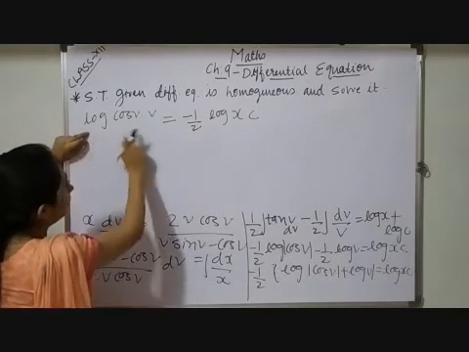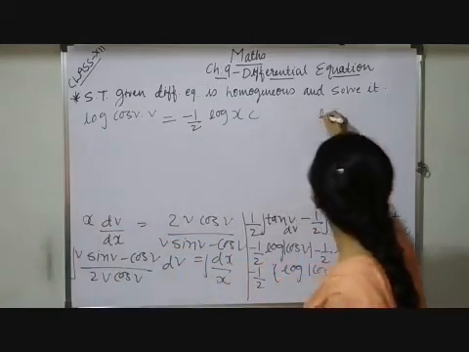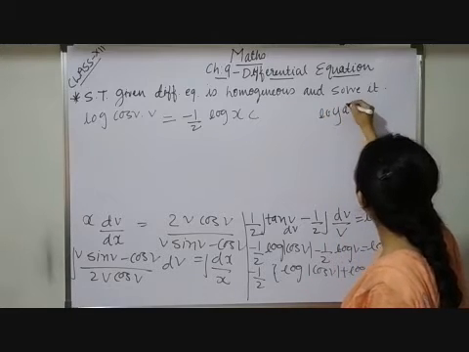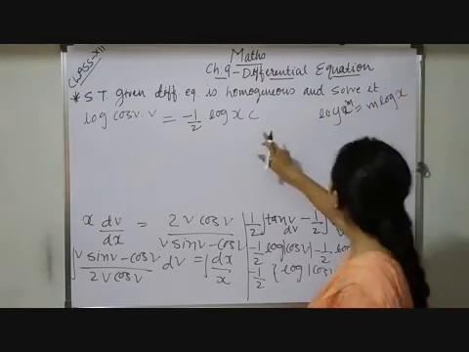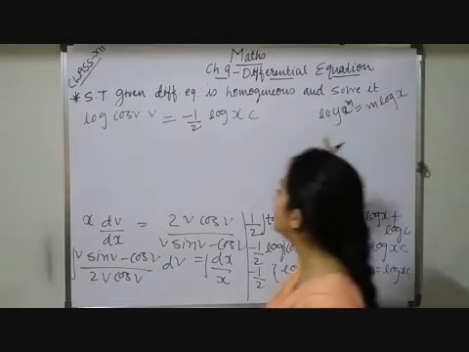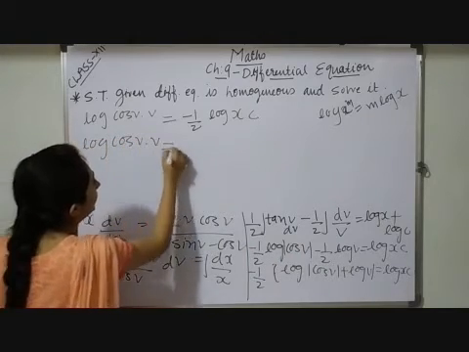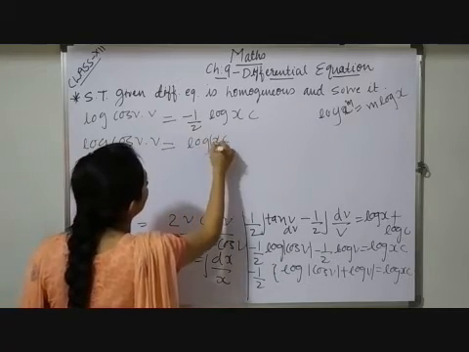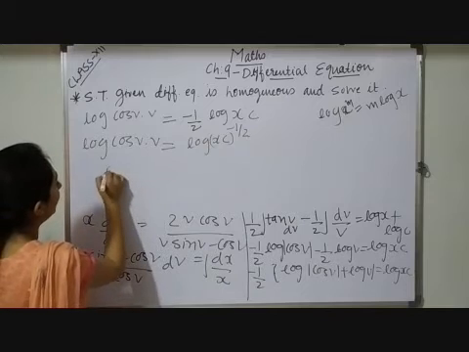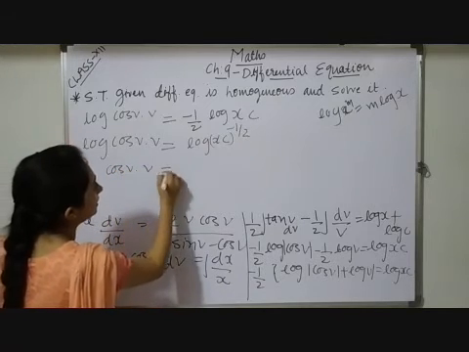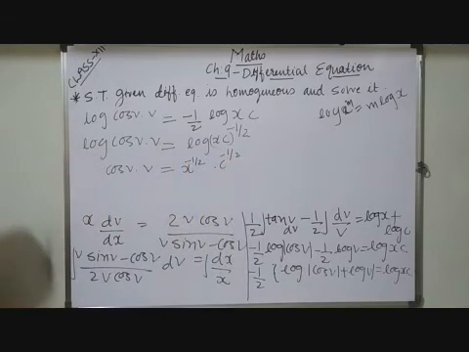Now see, if I want to remove the log, here I have to apply a formula: log x to the power m is m log x. So the m log x form is given, I have to convert it into this form. So here I will get log cos v into v, that is log xc to the power minus 1 by 2. Log will be removed, so here you will get cos v into v, which equals x to the power minus 1 by 2, c to the power minus 1 by 2.